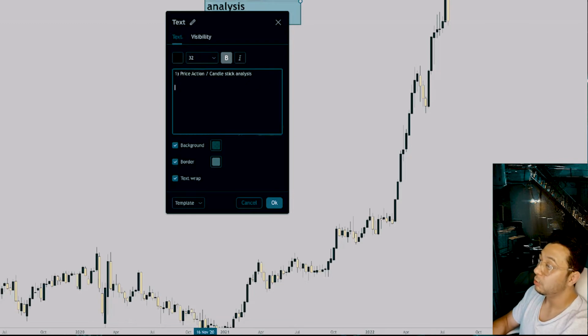Number two, which is just as equally important as number one, but since I'm making a list, I'm putting it as number two: market structure. Price action and market structure go hand in hand, and you need a very strong understanding of both concepts just to be even able to trade.